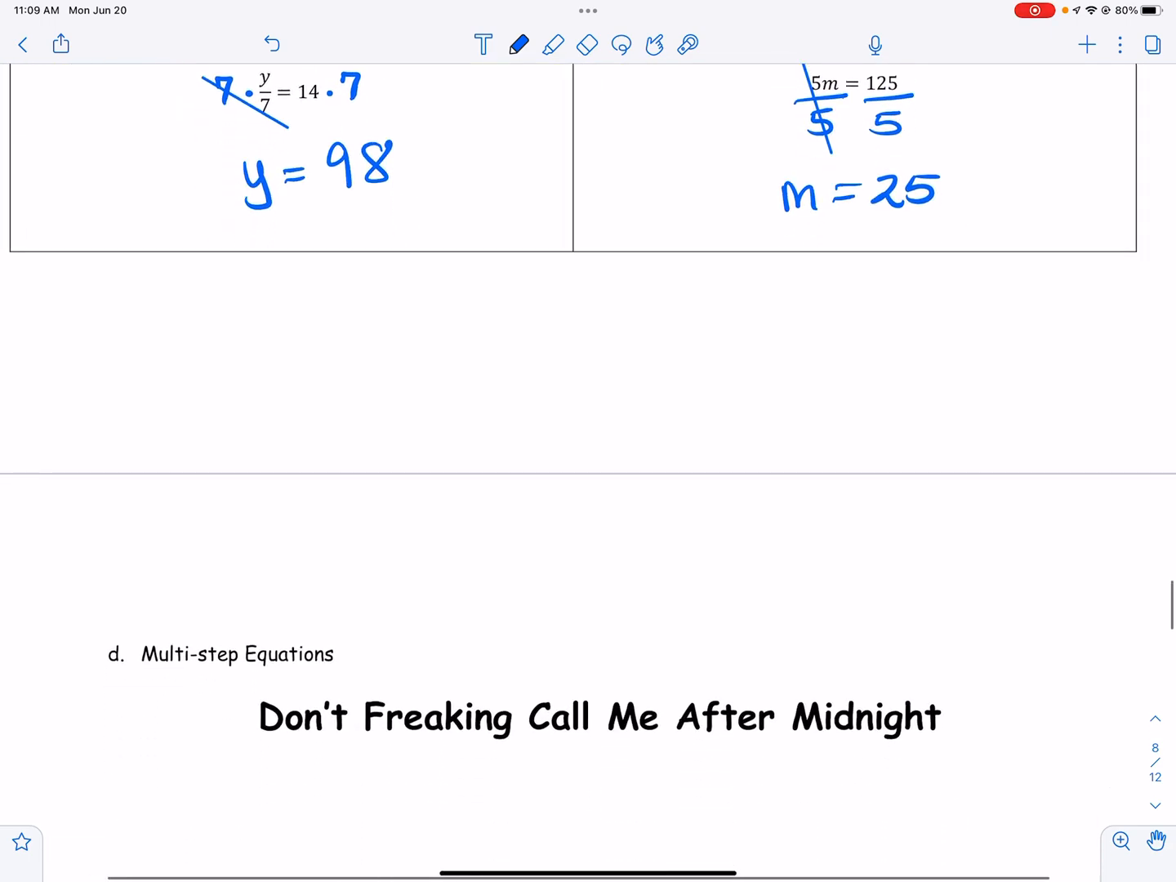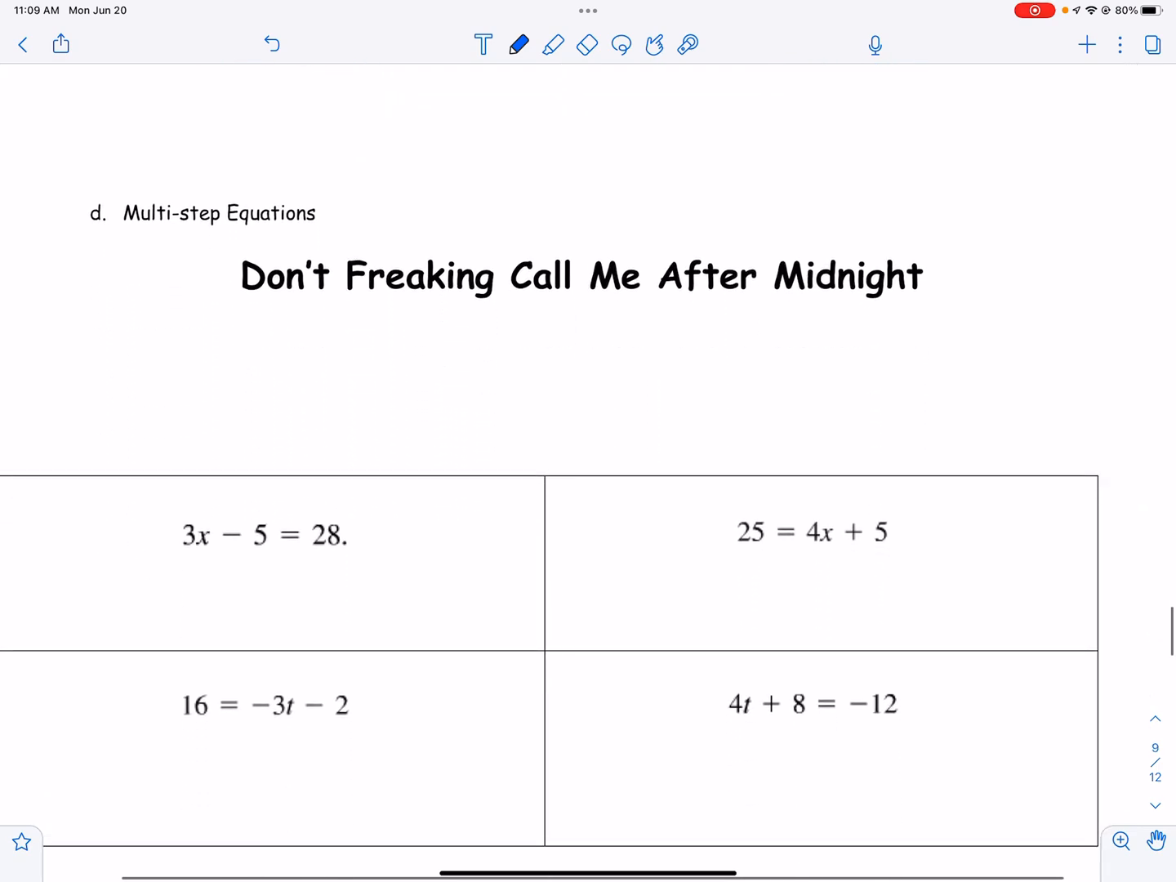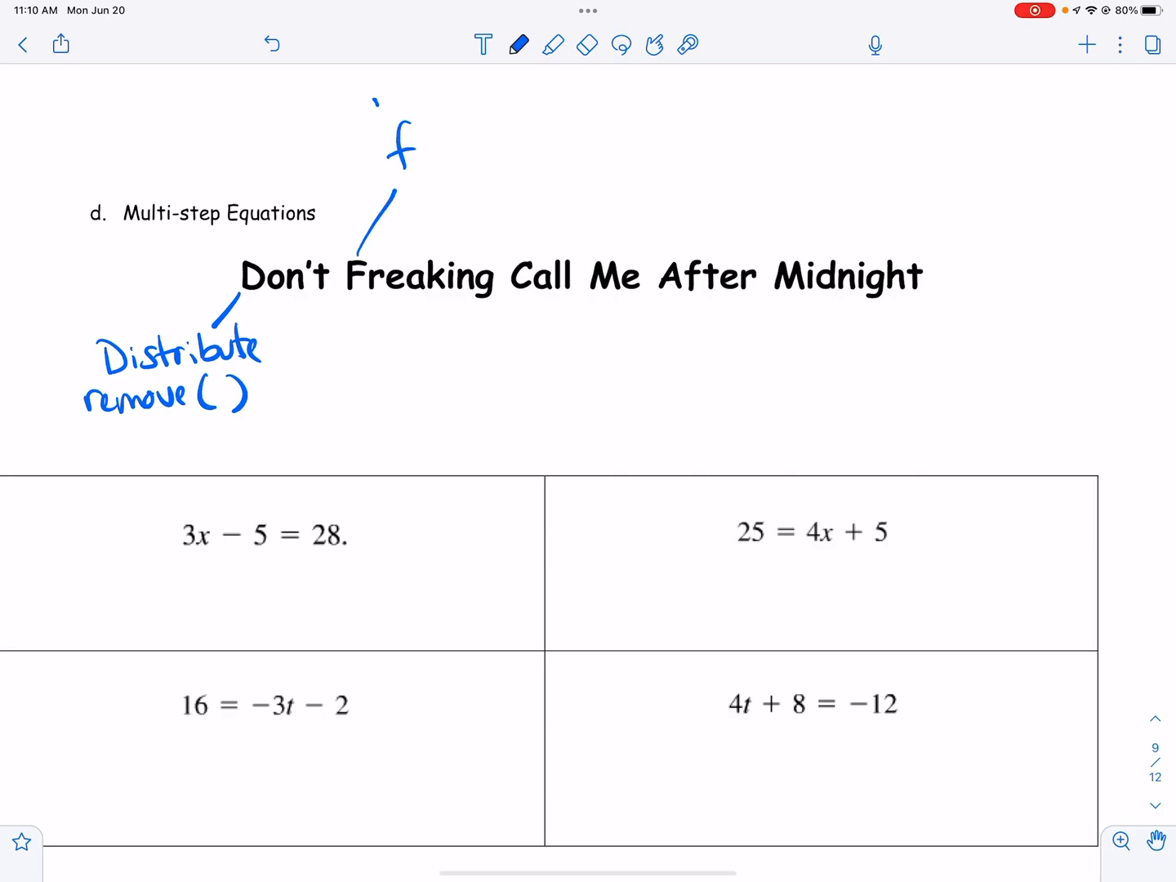We're now going to get into multi-step equations. And I have this little saying that's hopefully helpful to let you see what operations you are going to do in what order. So the D stands for distribute. We're always going to remove parentheses first, okay? Then I'm going to teach you a little trick that will allow you to clear fractions.